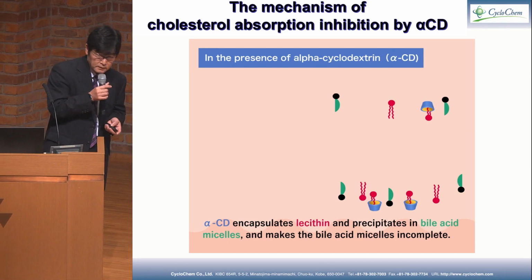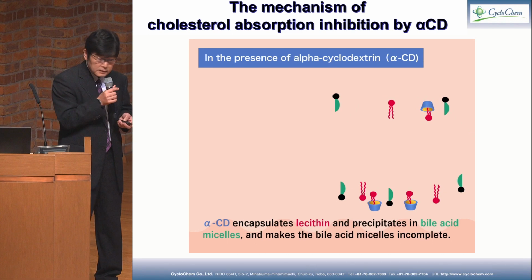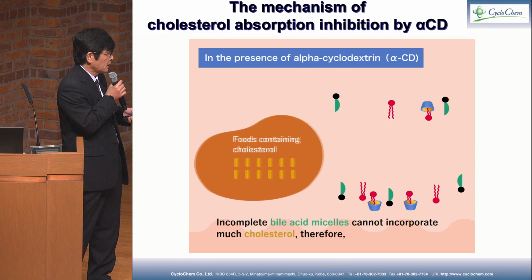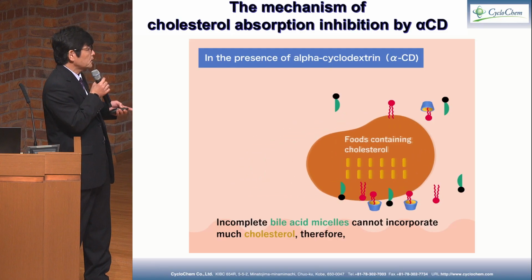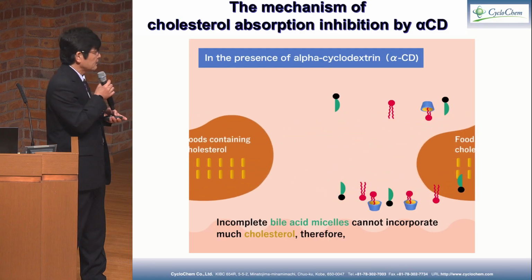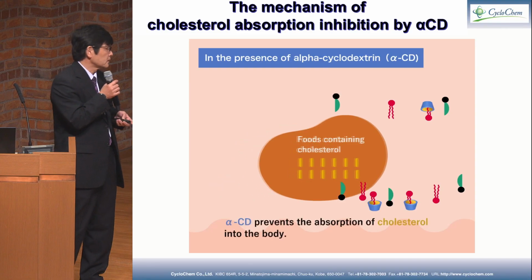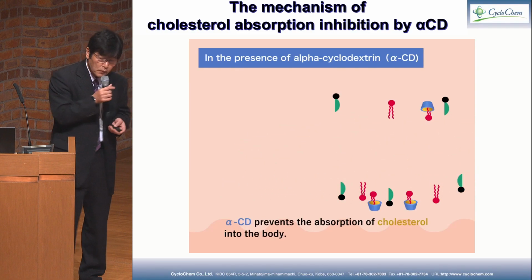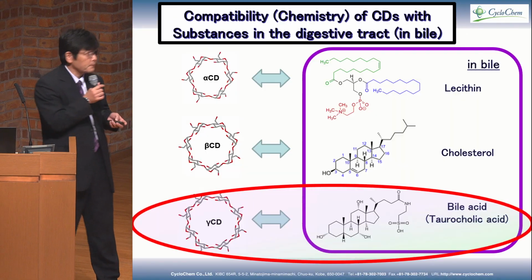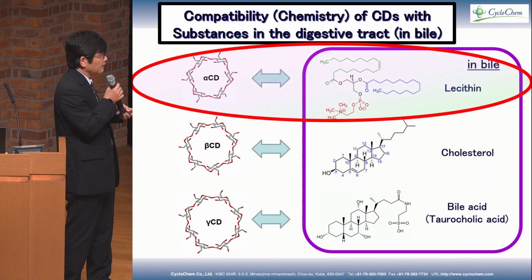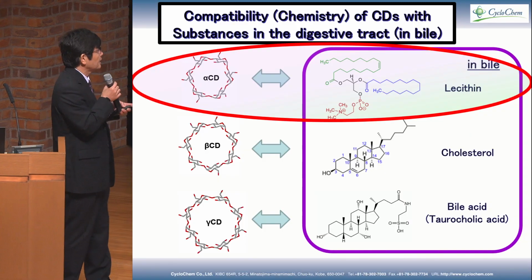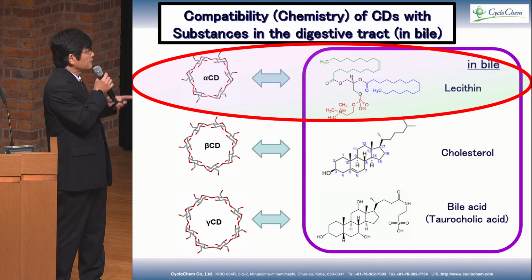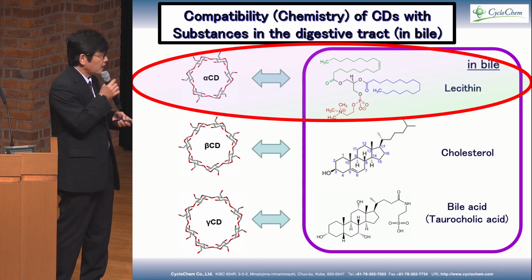micelle incomplete. Under this situation, if food containing cholesterol comes in, cholesterol cannot be incorporated in the bile acid micelle because it is incomplete. So that's why alpha-cyclodextrin prevents absorption of cholesterol into the body. This was the mechanism. So here, again, the alpha-cyclodextrin and lecithin have a good chemical compatibility, we found.